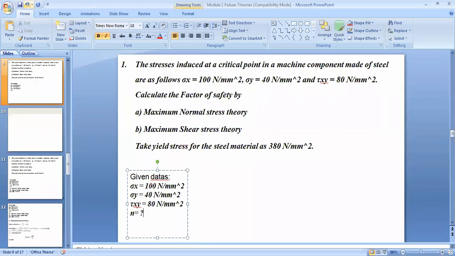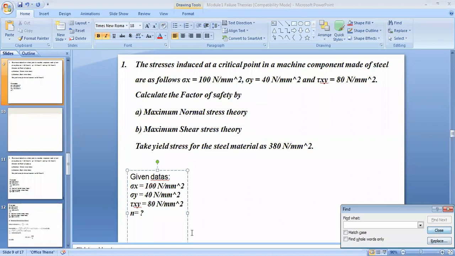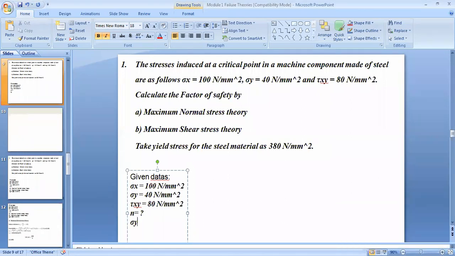Then how to calculate factor of safety? First one is maximum normal stress theory, and second one is maximum shear stress theory. Now take yield stress for the steel material. What do we represent yield stress as? Sigma y or sigma yt. That is equal to how much? Yield stress is given as 380 Newton per mm square. Right? These are the given data.